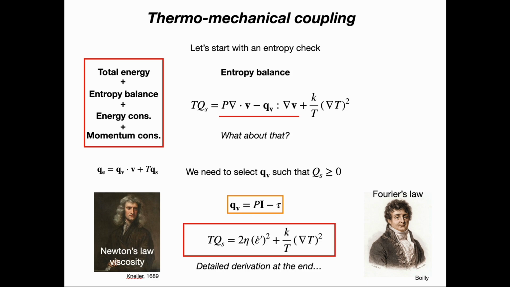So the resulting entropy production function is T QS equal to eta times deviatoric strain rate squared plus k over T times gradient T squared. And this, thanks to this formula here, can be further expressed as tau, the deviatoric stress tensor, double contraction, deviatoric strain rate tensor, plus k over T gradient T squared.